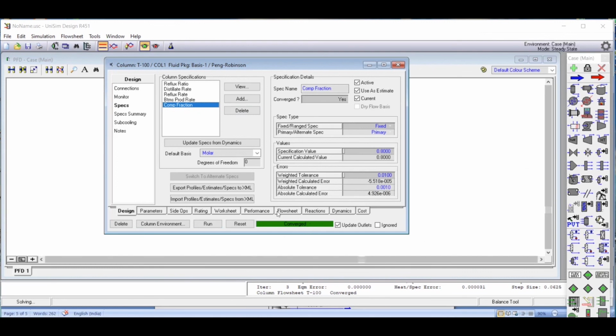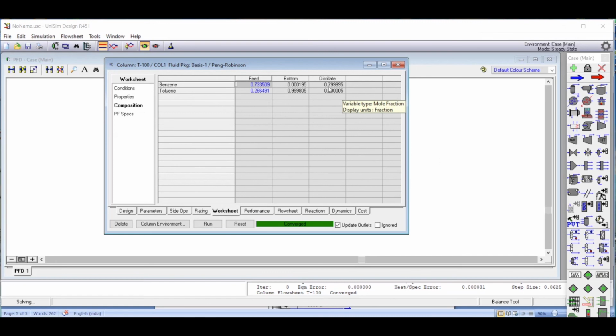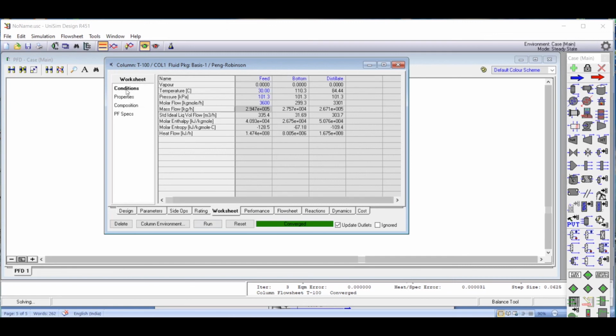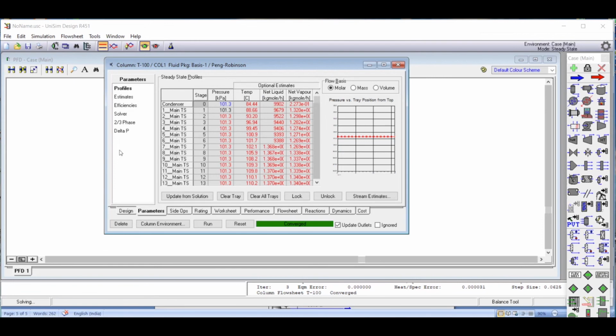You see it has already converged, and if you go to the worksheet here, you see that the distillate product is 0.8. That means the benzene mole fraction is 0.8, and of course toluene 0.20, and correspondingly the bottom is this one. Based on that, you can see what the conditions are. Correspondingly all the conditions have changed, and automatically it gives you the design parameters also. We go to the design parameters and see how we can define much more, or include more complexity into this problem.